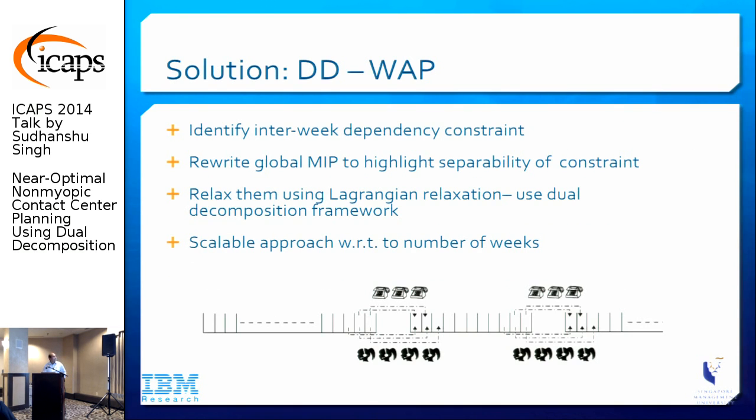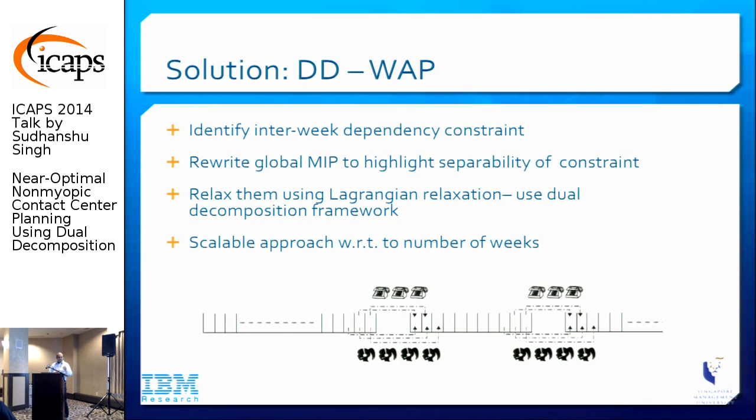So our solution is a dual decomposition based approach. We call it DDWAP, which is basically dual decomposition based workforce analytics planning. What we do is write one big MIP formulation for the entire horizon, whatever it is, 4 weeks, 6 weeks, 8 weeks. And then we highlight the week interdependency constraints, and we dualize those constraints. By doing that, we can solve problems independently week on week because we have dualized the week dependency constraints. The good thing about this approach is that it is scalable. The solving time just increases linearly in the number of weeks.